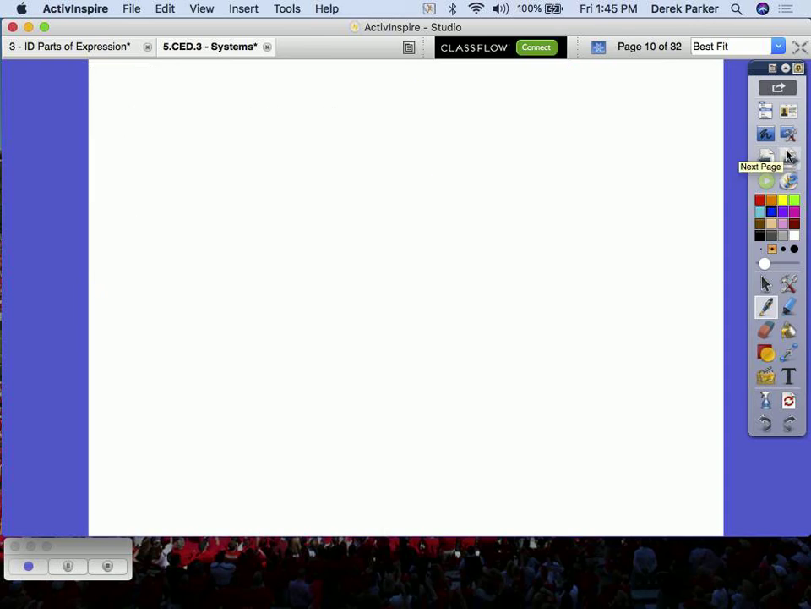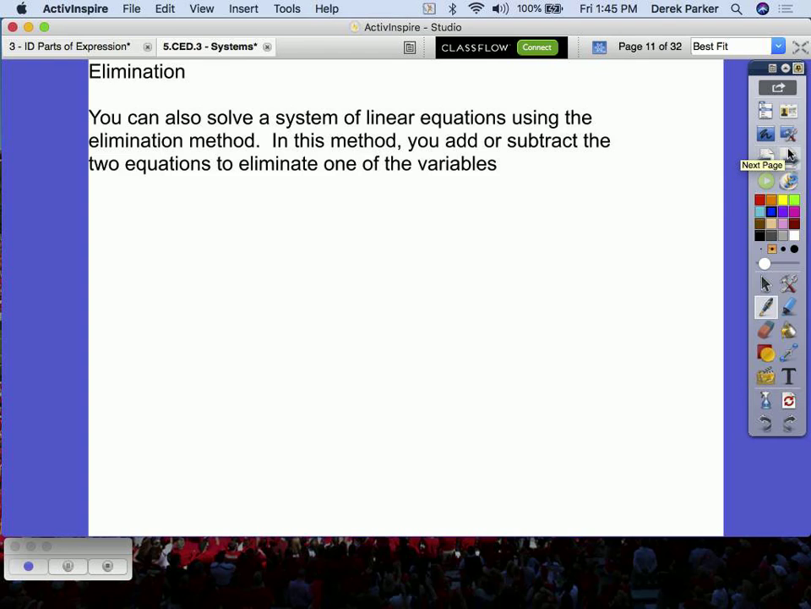Okay, now I'm finished with graphing. We are now going to get into the elimination method. You can also solve a system of linear equations using the elimination method. In this method, you add or subtract the two equations to eliminate one of the variables.